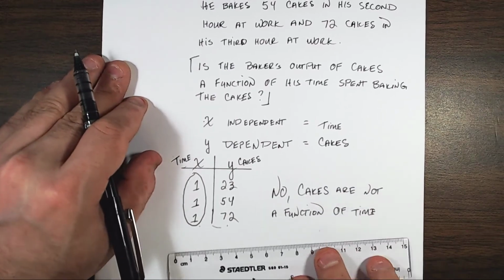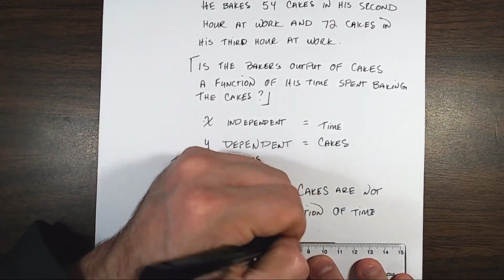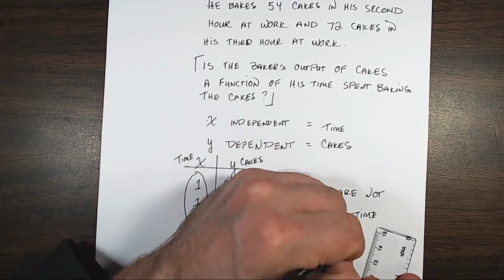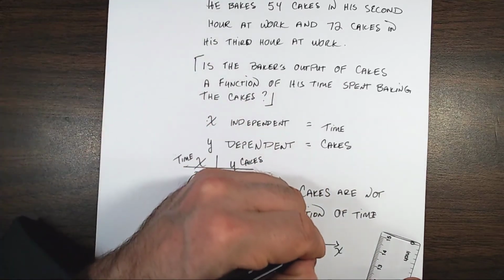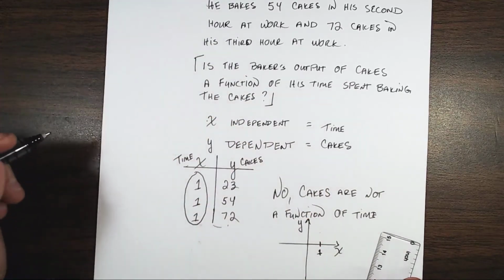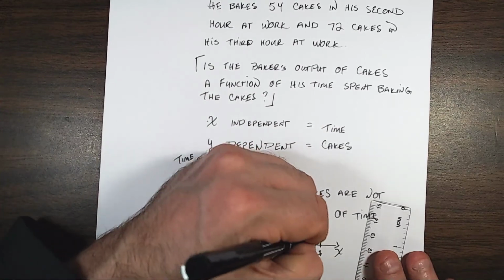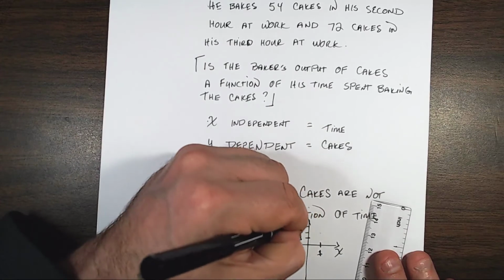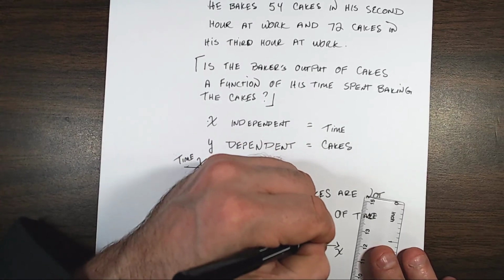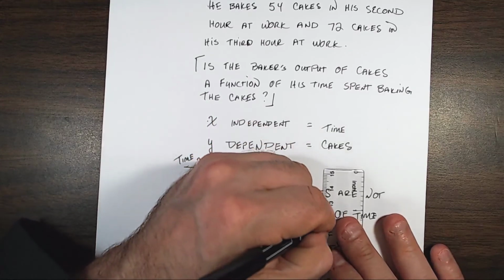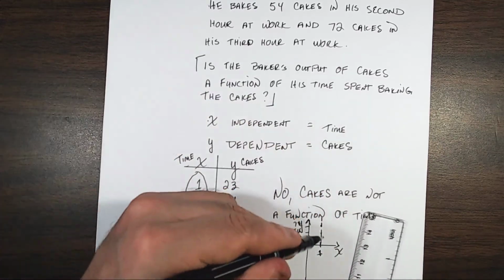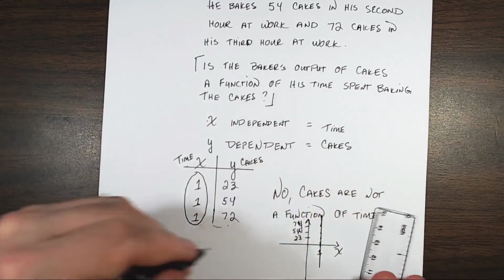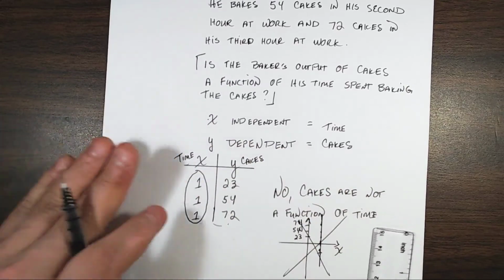If I were to graph this, by the way, it would fail the vertical line test. So if I were to graph this, I would have 1 hour right there plotted, and then I would have all these values. I'd have 23, 54, and 72 all plotted in that 1 hour time slot. So I would create this vertical line here, and it would fail the vertical line test. It fails the vertical line test, so it can't be a function. Okay?